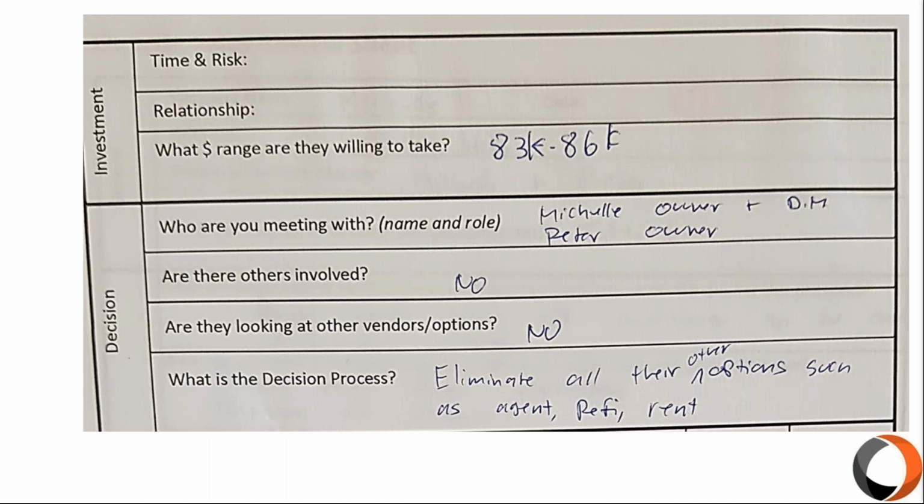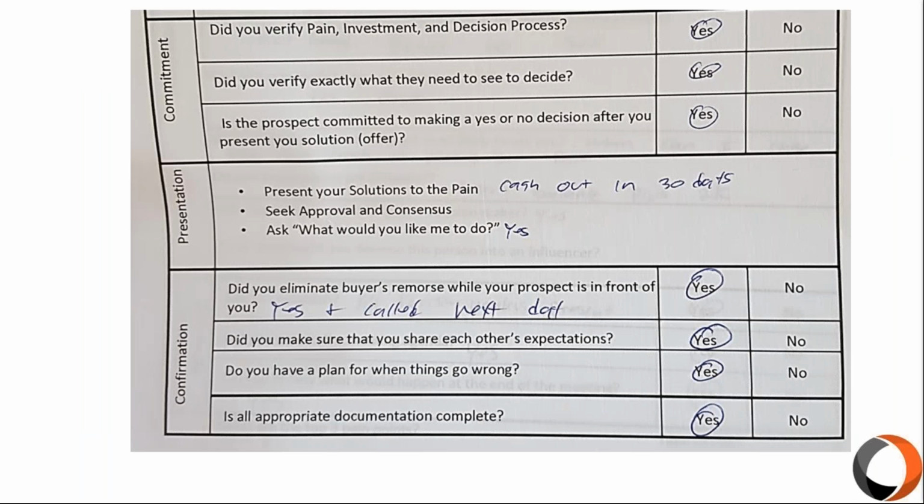Let's push a little bit deeper. Commitment, okay, the commitment step. Did you verify pain, investment, decision process, make sure you didn't miss anything? Do you know exactly what they need to see to be able to make a decision, yes or no? Is the prospect committed to making a yes or no decision after you present your offer, right? This tells us now it's time to move into the next phase, the presentation, okay?